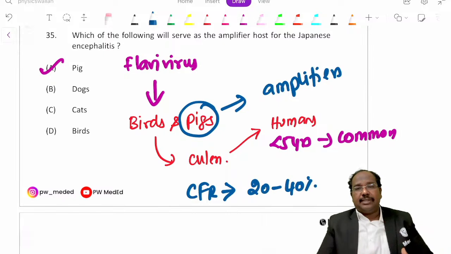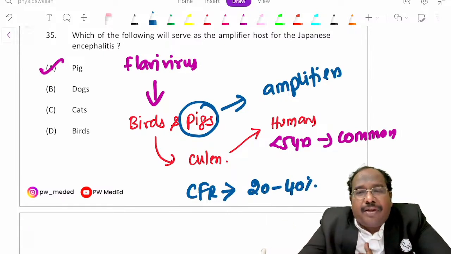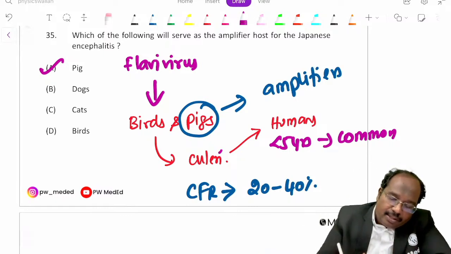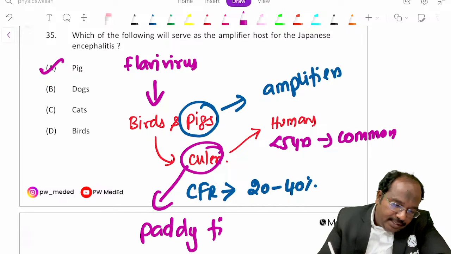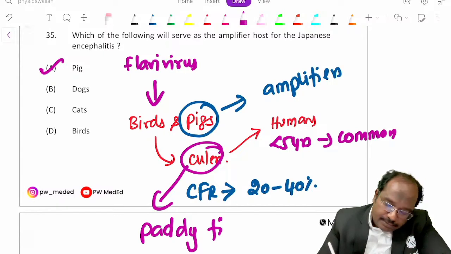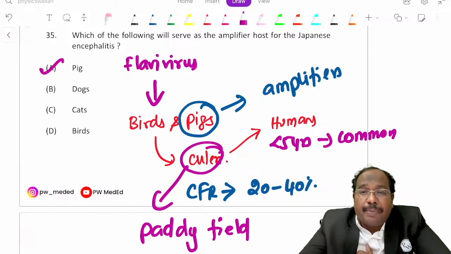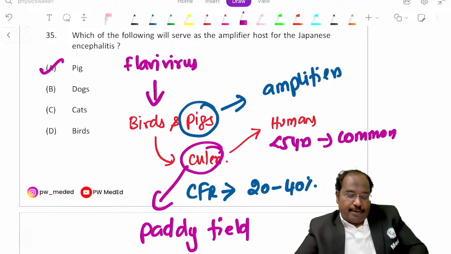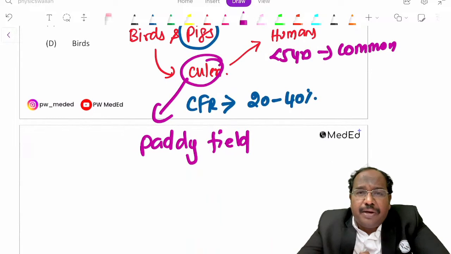What is very peculiar about this Culex? The Culex mosquito breeds in paddy fields. So that is why it is common in rice growing areas. Paddy field water will be there, and breeding happens there. Now, what is the vaccine we give in our program?